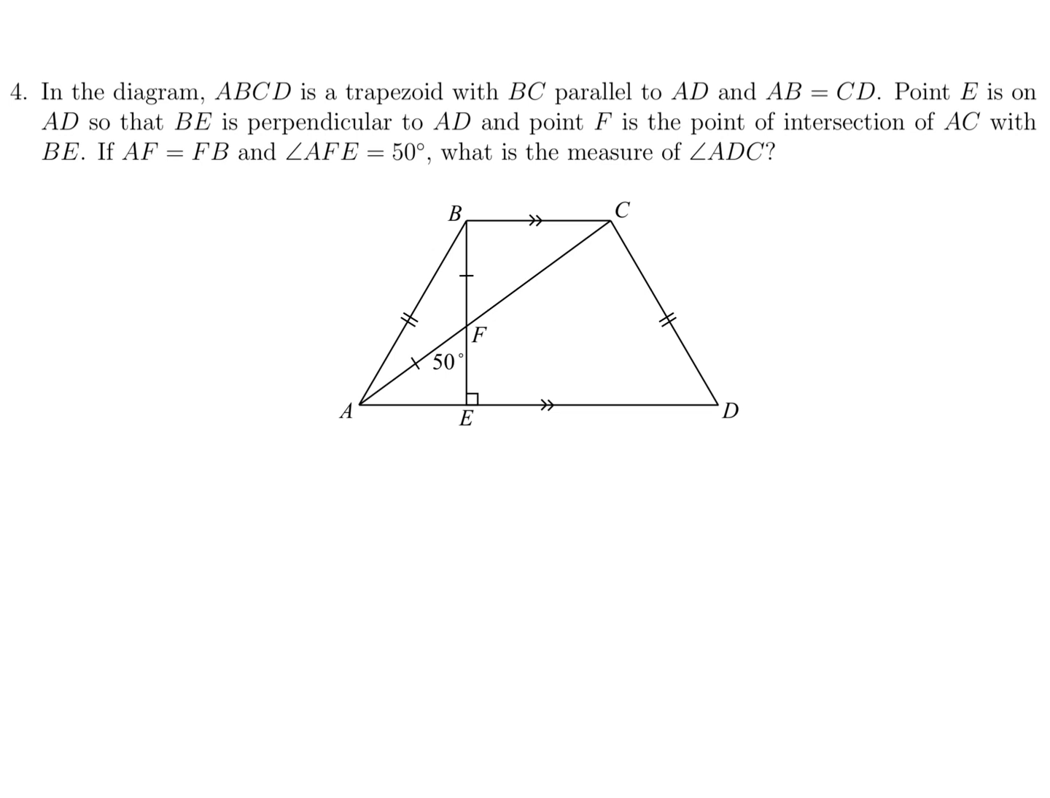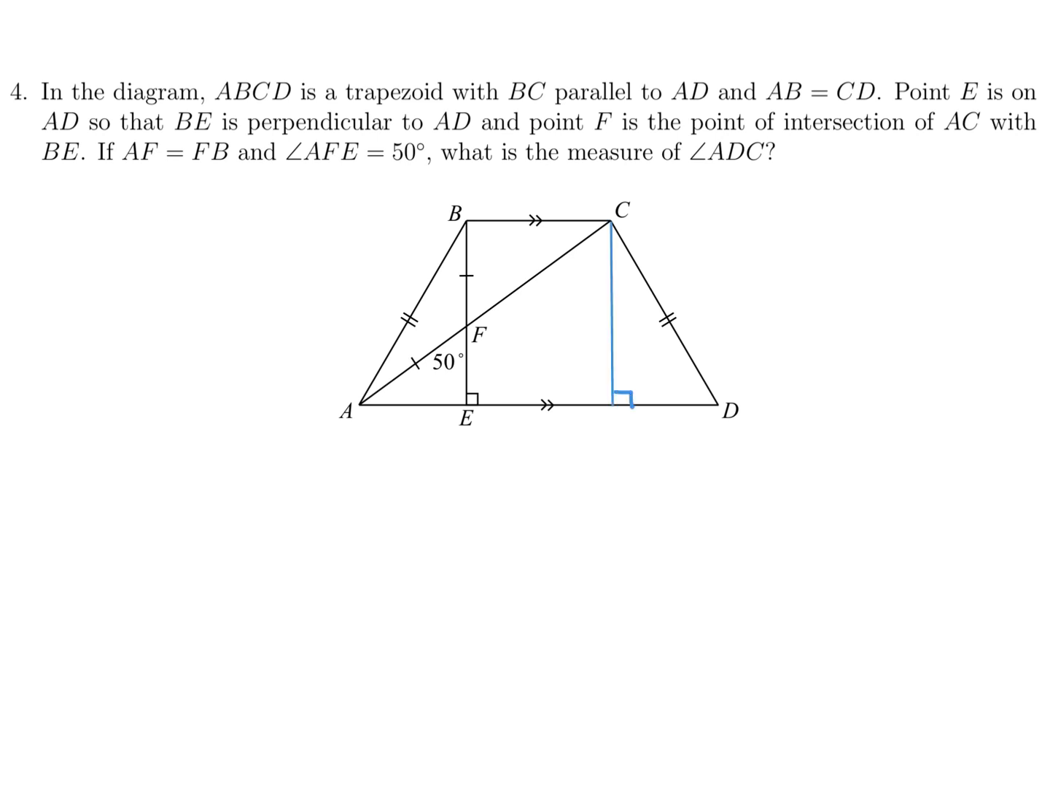In the diagram, ABCD is a trapezoid with BC parallel to AD and AB is equal to CD. Point E is on AD so that BE is perpendicular to AD, and F is the point of intersection of AC with BE. If AF is equal to FB, angle AFE is 50. What is the measure of angle ADC? So let's do some angle chasing here. The first thing I want to do actually is drop a perpendicular down like that.